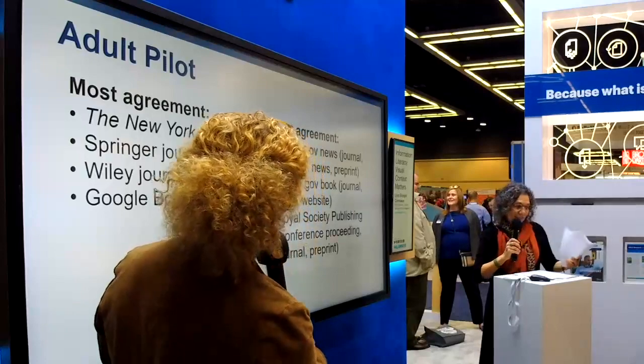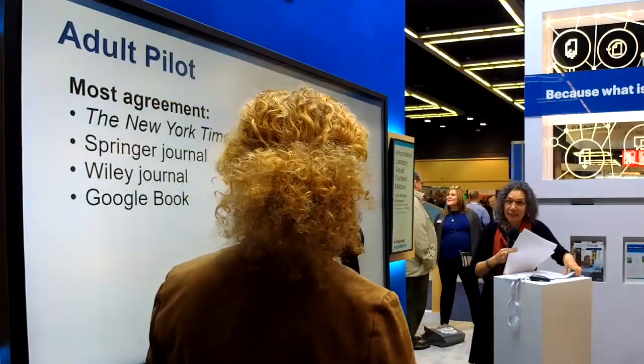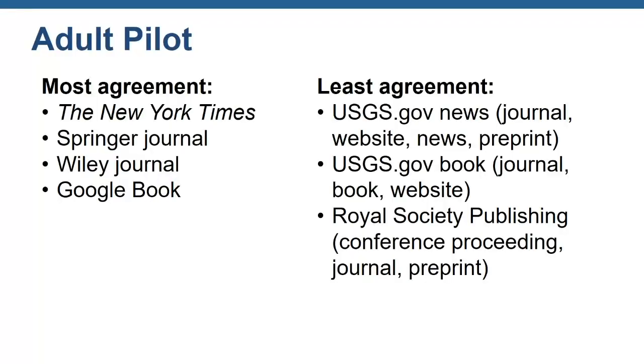Now I find this interesting. The most agreement for the container was with the New York Times, the Springer Journal, the Wiley Journal, and the Google Book. Now the least agreement came with the USGS government news. They weren't sure if it was a journal, a website, news, or a preprint. And then with the US Gov Book, journal, book, website. And then Royal Society Publishing, they didn't know if it was a conference proceeding, a journal, or a preprint.